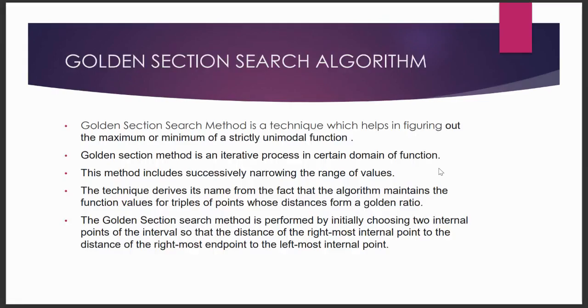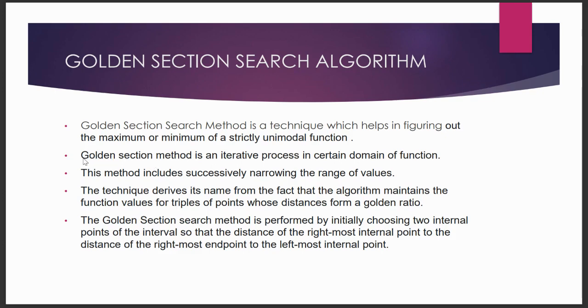We'll start our discussion by understanding the core idea of the golden section search algorithm. Generally, the golden section search algorithm is a one-dimensional search method. You can see the golden section search method is a technique which helps in figuring out the maximum or minimum of a strictly unimodal function. First of all, the property that we assume of the objective function f is that it is a unimodal function, which means that the function has only one local minima.